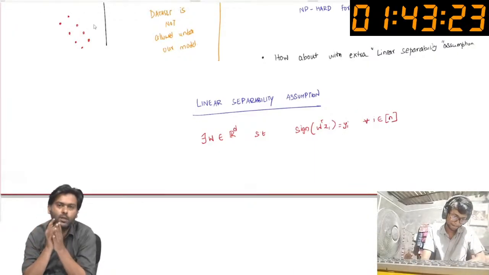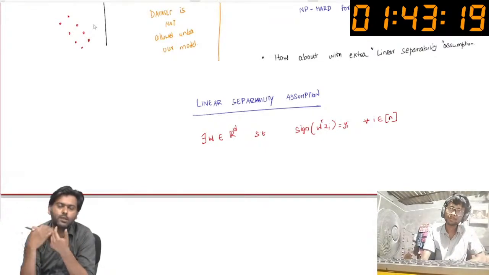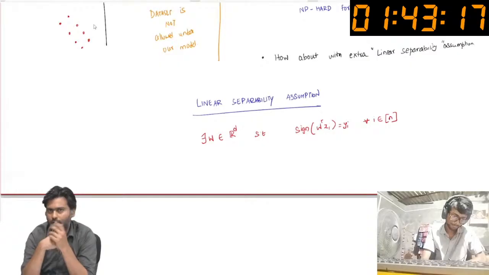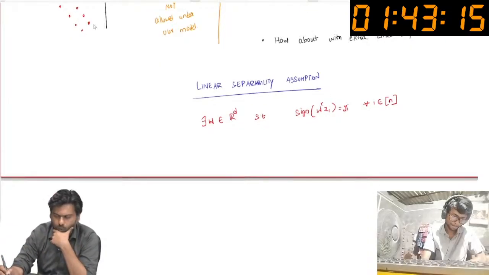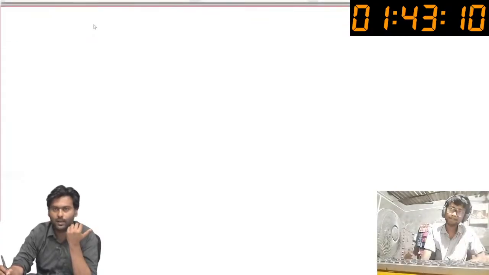So this is the assumption that we are working with. Now we know that our data set satisfies this assumption. Can we find such a W, right? So this is the question that we are asking. Okay, so now let's go ahead and put down this simple algorithm, which is a very classical algorithm.